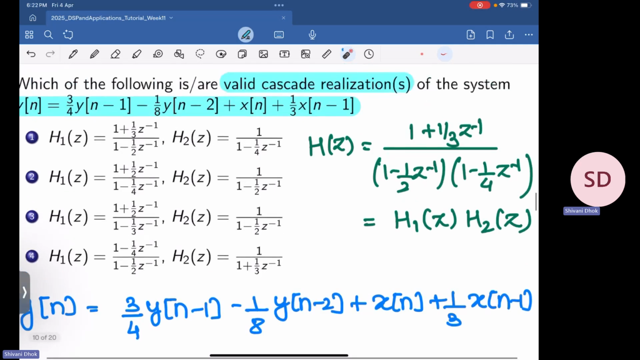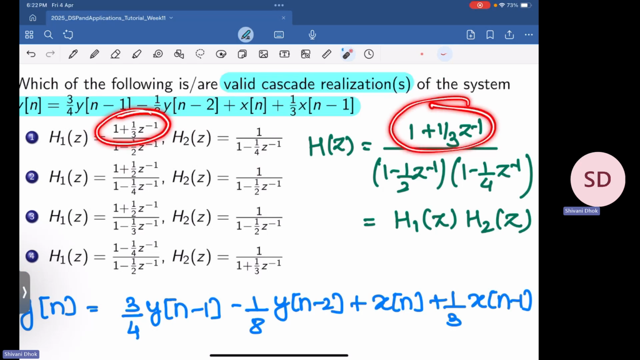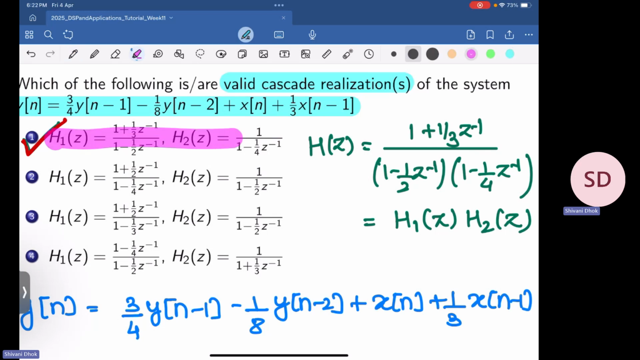In option 1, if we multiply h1 of z into h2 of z, what do we get? In the numerator, we will get 1 plus 1 by 3 z inverse, that is there. Along with that, in the denominator, we will get 1 minus 1 by 2 z inverse multiplied by 1 minus 1 by 4 z inverse. So that is exactly the same thing that we have here. Therefore, the correct option is the first one. Is it clear?